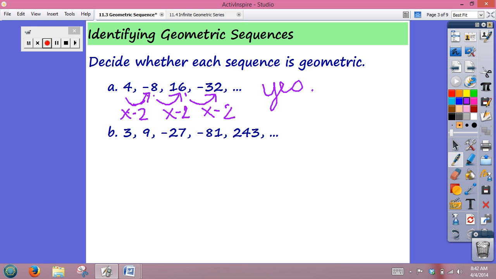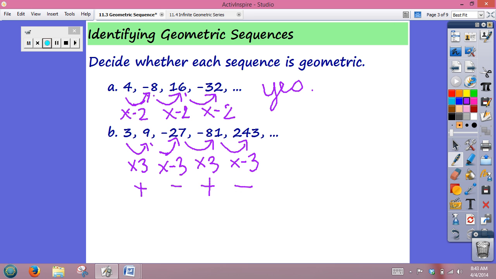In the next example, to get from 3 to 9, we know that we multiply by 3. To get from 9 to negative 27, we are multiplying by a negative 3. And so on and so forth. We get times positive 3 and times a negative 3. Okay, so in this example, we have a common constant, which is 3, but notice we're alternating from positive to negative, positive, negative. So this is not geometric because we need it to be exactly the same constant, positive 3 or negative 3, not both.